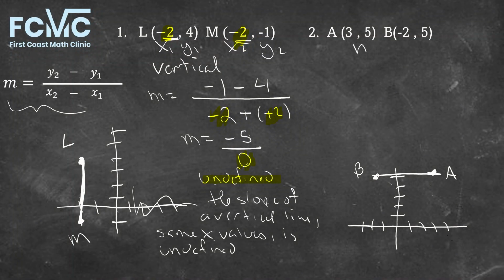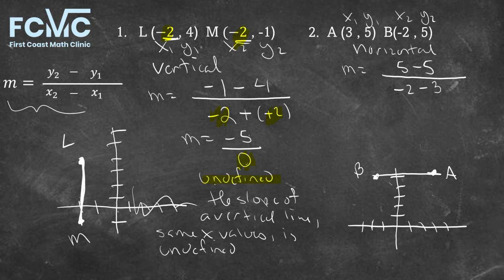So here we've got a horizontal line. Let's find the slope of this line. I'll make x1, y1 my A values, x2, y2 my B values. So m is going to be the difference in the y values, 5 minus 5, over the difference in the x values, negative 2 minus 3. Now our numerator, 5 minus 5, is going to give us 0, over negative 2 minus 3, which is going to give us negative 5. Now, we have a fraction with 0 in the numerator, so we've got 0 pieces out of negative 5. Well, this simplifies to 0.